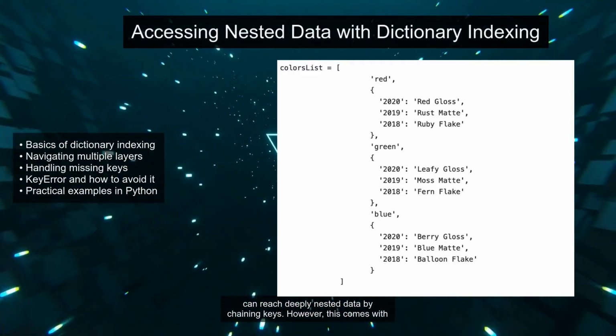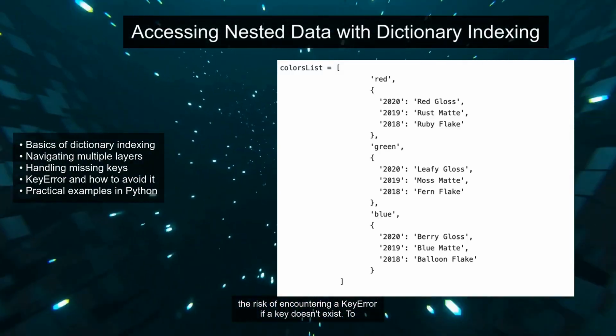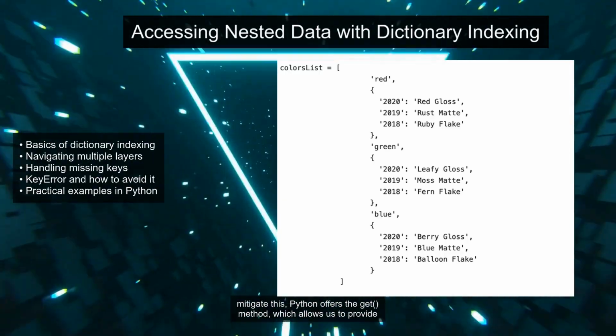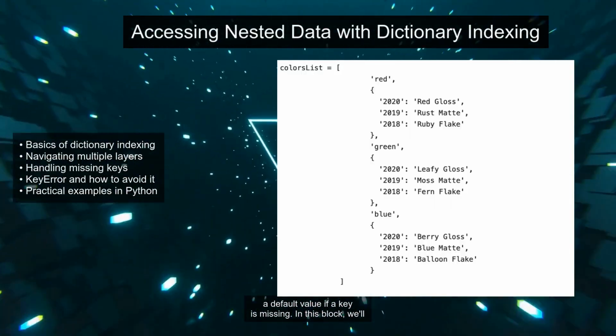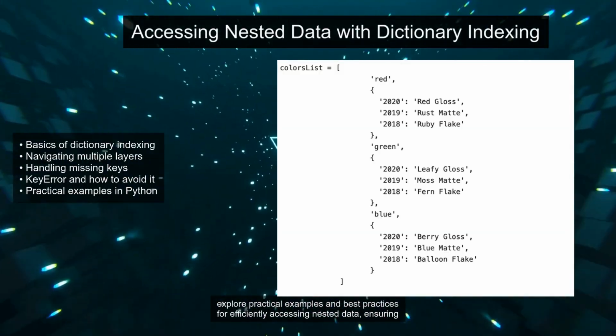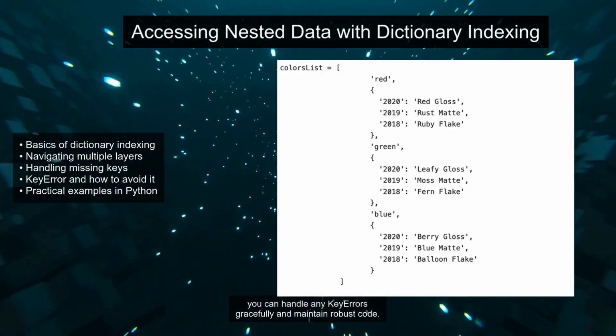Using Python's dictionary indexing, we can reach deeply nested data by chaining keys. However, this comes with the risk of encountering a key error if a key doesn't exist. To mitigate this, Python offers the get method, which allows us to provide a default value if a key is missing. In this block, we'll explore practical examples and best practices for efficiently accessing nested data, ensuring you can handle any key errors gracefully and maintain robust code.